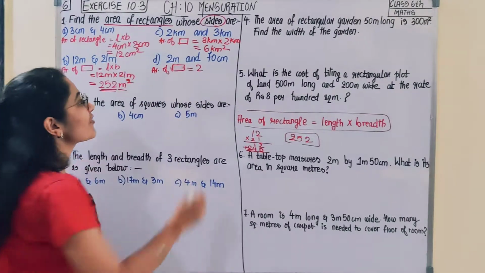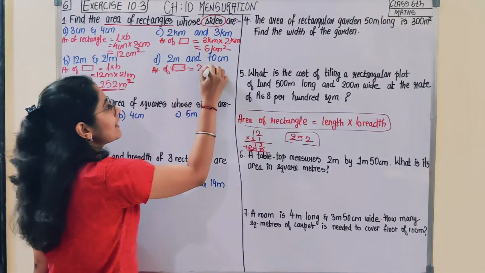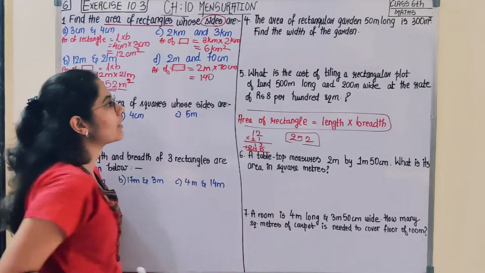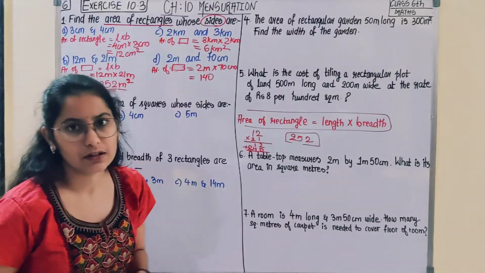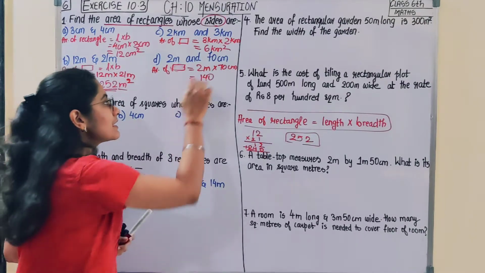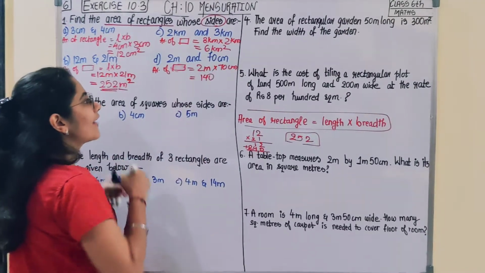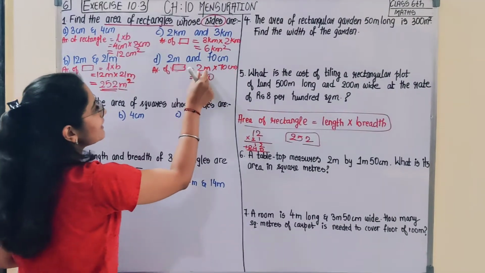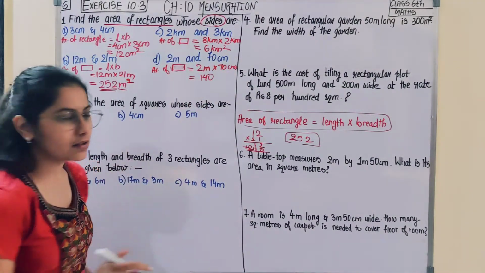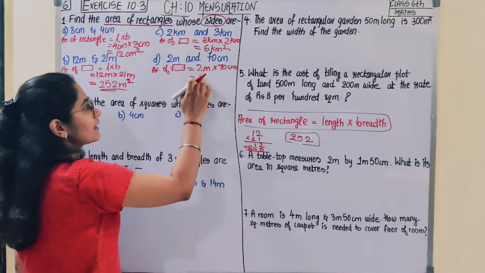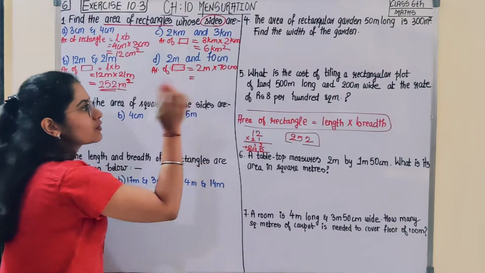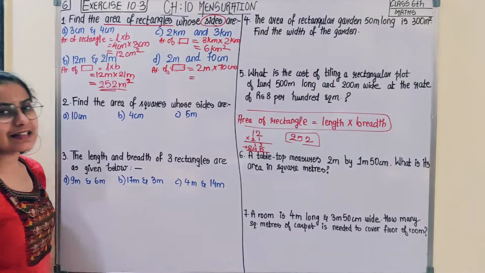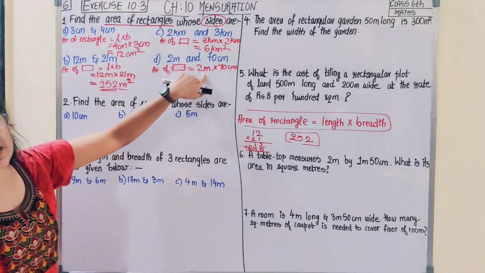Okay, so area of rectangle is 2 meter into 70 centimeter. Okay, that would be 140. Now what shall I write? Meter or centimeter? Okay, so this is the wrong way. We have to either convert 70 centimeter into meter, or convert meter into centimeter. In this case I would be converting meter into centimeter.